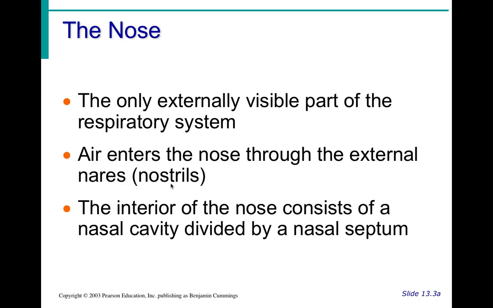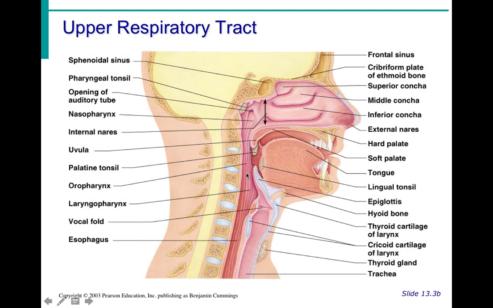We know that it is the only externally visible part of your respiratory system. When you inhale, it goes through the external nares or nostrils. On the inside, it is divided by a septum. Remember, the nose is mostly made up of cartilage. There is a very small region of bone up at the top. If somebody breaks their nose, the placement of that bone can affect how air goes in and out of the nose.